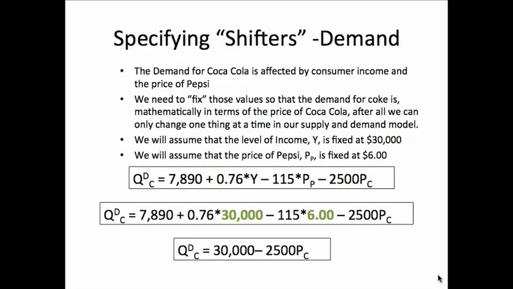In the third box, you see the result. There's our demand function. The quantity demanded is equal to 30,000 minus 2,500 times the price of Coke. You know, that's a demand function. It's in simple form. It's just quantity and price. Keep in mind that within that demand function, you have a value specified for income and a value specified for the price of Pepsi.